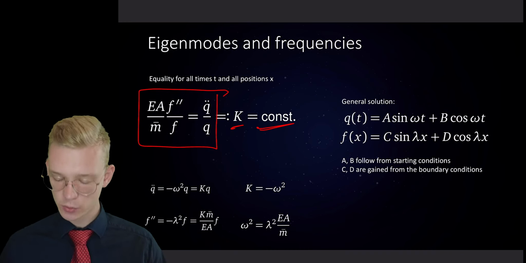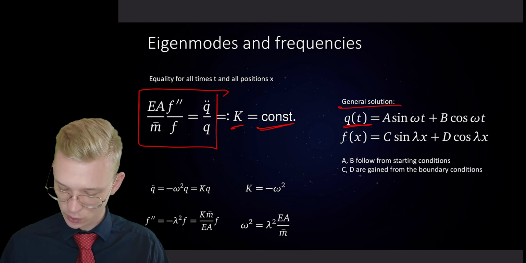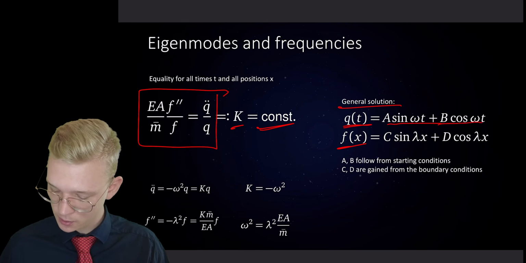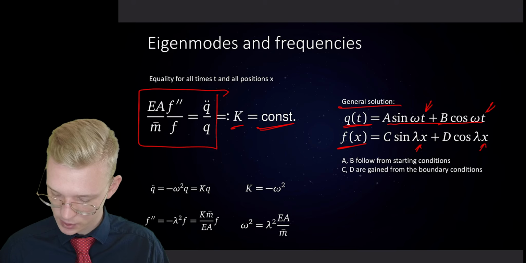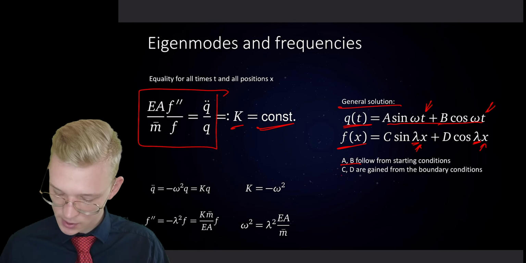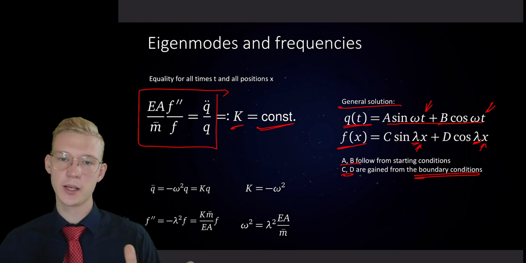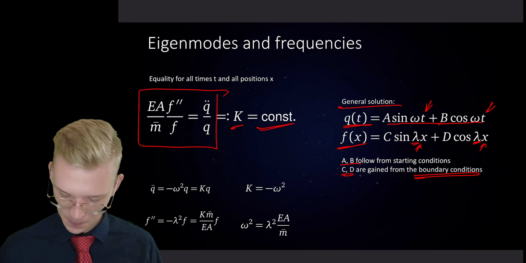But we can propose a general solution where we have some time function q of t and some space function f of x, where we have a sine times omega t. So this is our dependence on t. And for the space function, we have a dependence on x with some prefactor lambda. A and B will follow from the starting conditions, and C and D from the boundary conditions. So where we have zero displacement or a given displacement, and where we have speed or no speed.